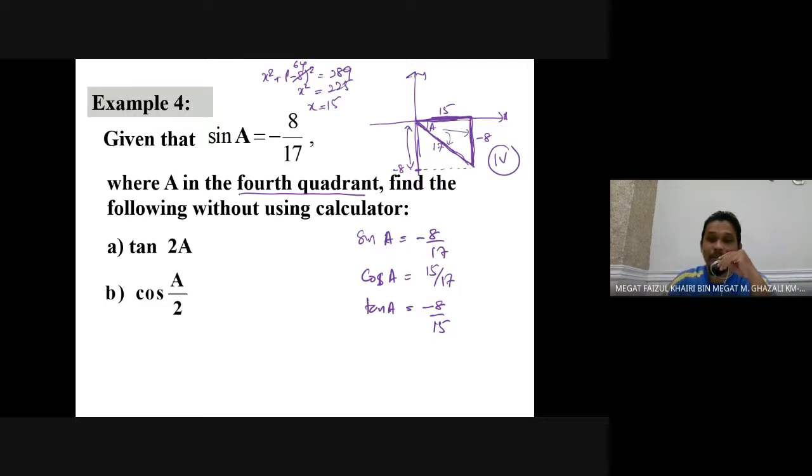Cos. Cos. Why? Because earlier in part 1, we agreed that in the first quadrant all of sine, cos, and tangent are positive. In the second quadrant only sine is positive. The third quadrant is only positive for tangent, and the fourth quadrant is only positive for cos. Look at this one: sine is negative, tangent is negative, but for cos it is positive here.